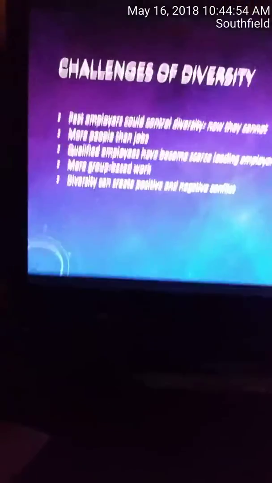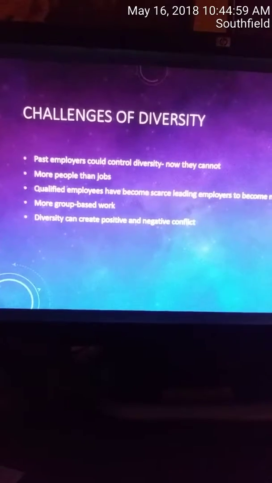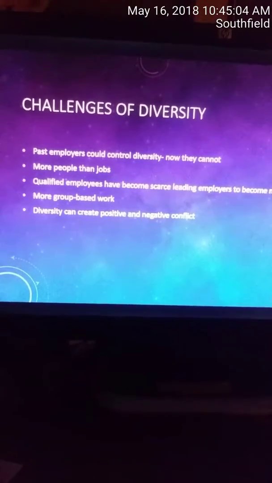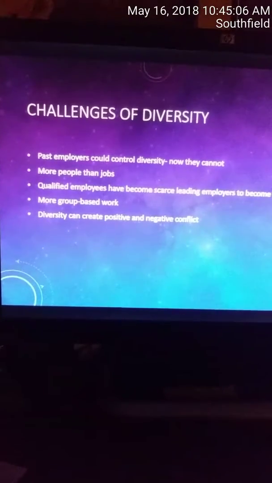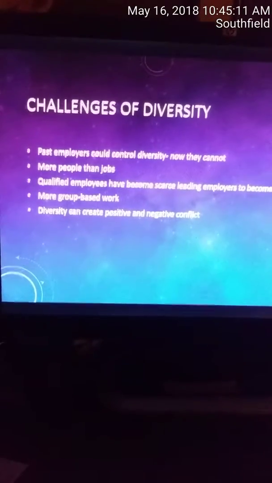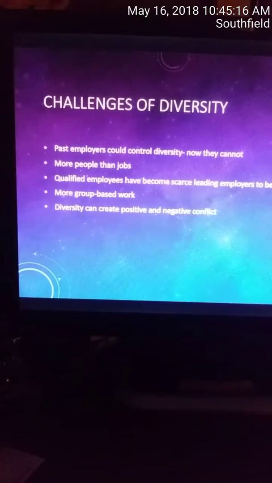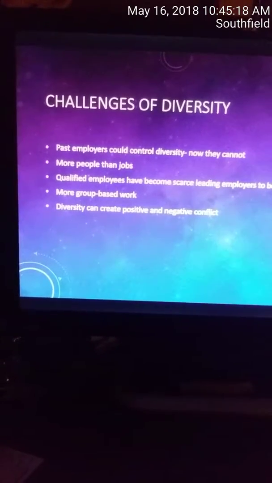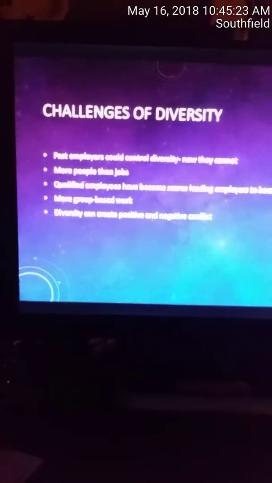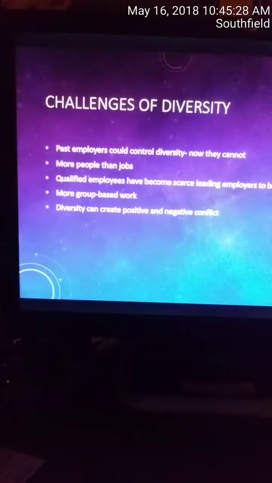The next one is that there are a lot of group-based jobs now. There are a lot of jobs where you work in teams, where diversity is a big challenge, because you have to break through a lot of the barriers. You have to break through your language barrier, your work experience barrier. You have to break through those barriers. And diversity in itself can create positive and negative conflict.